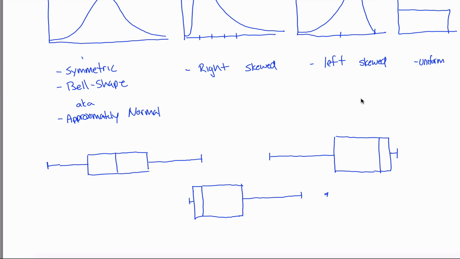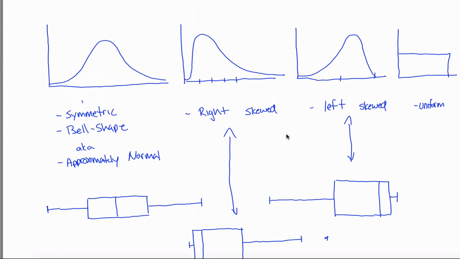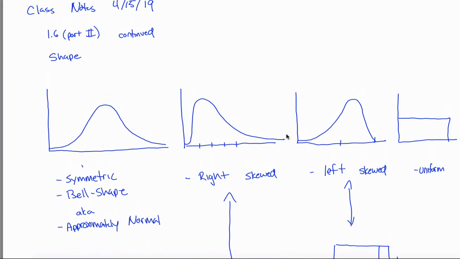And a uniform ends up looking a lot like the approximately normal distribution. These end up being a little bit shorter, but I don't even really want to get into that. I'm never going to ask you to identify a uniform shape from a box plot in this class. So if you recognize that this one's approximately normal, that this one is right skewed, and that this one is left skewed, and you can get it from either the box plot or from the histogram, that's fantastic. And I think that's everything I need you to know about this shape.